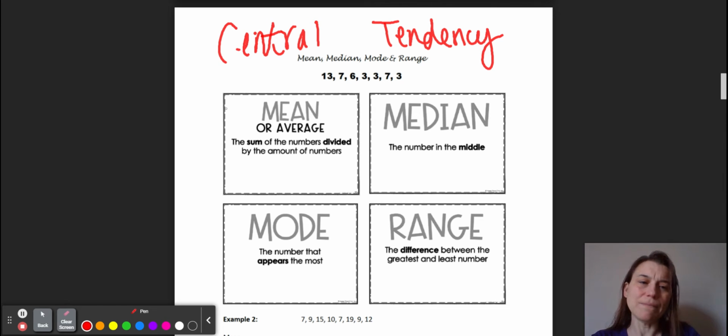To find the mean, you're going to take the numbers that you're given, add them up, and then divide by the number of numbers. So that's how people find the average.